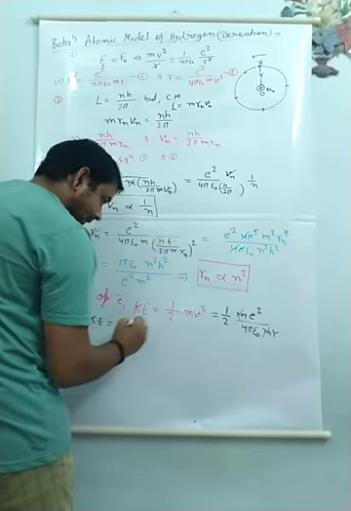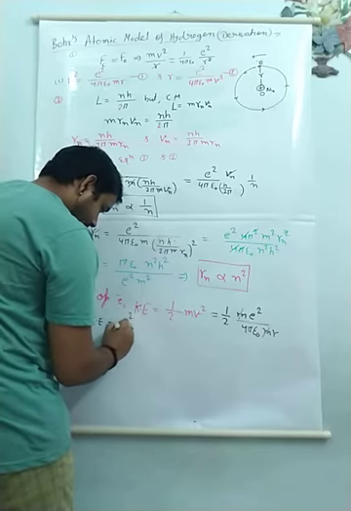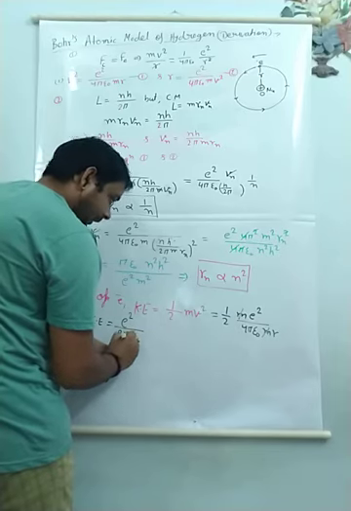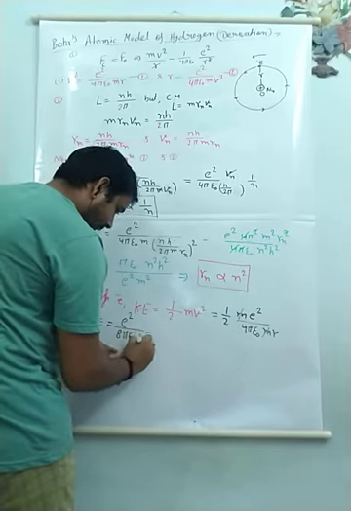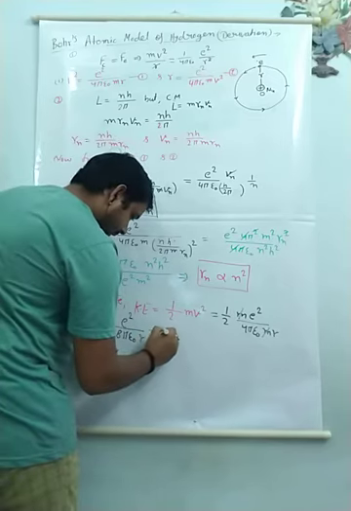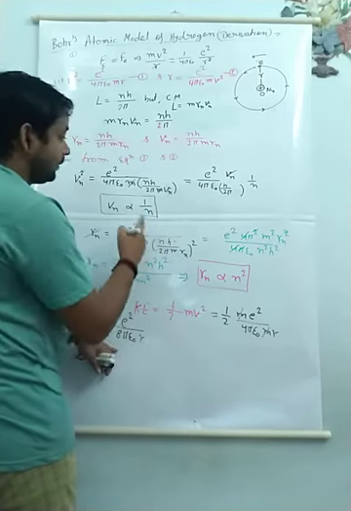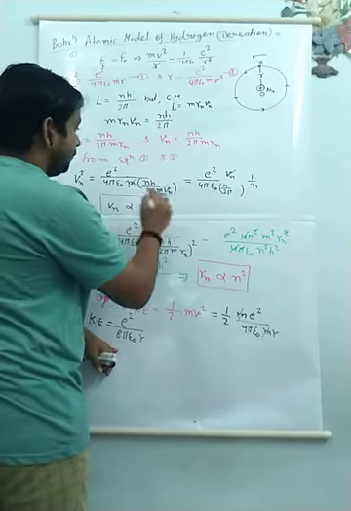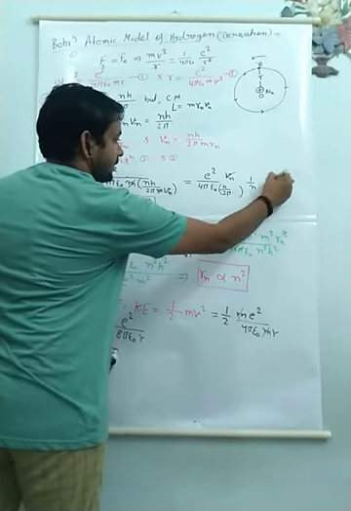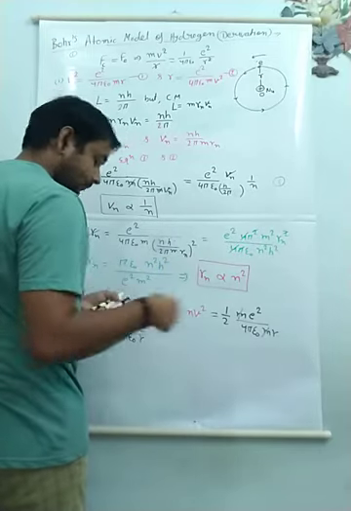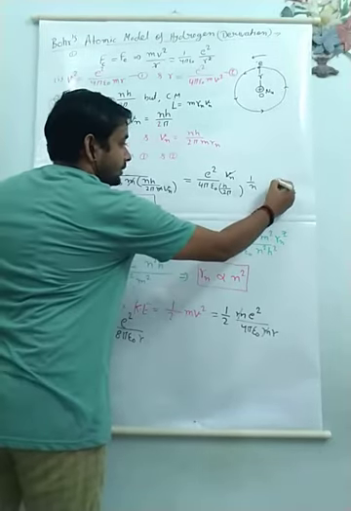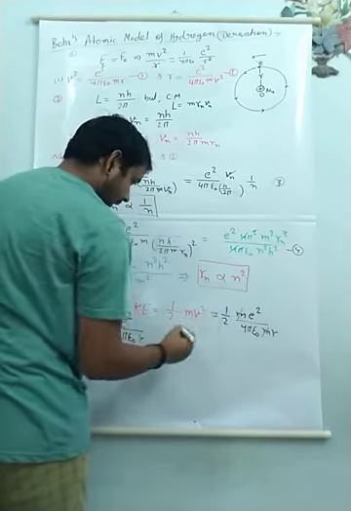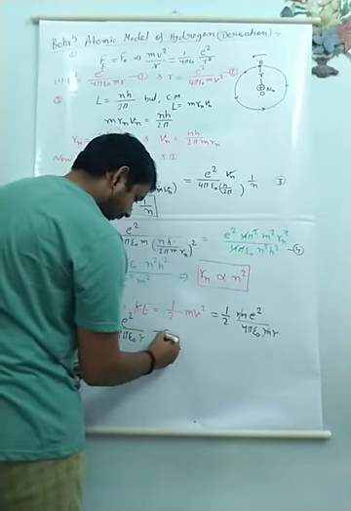We calculate the kinetic energy: kinetic energy is e square upon 8 pi epsilon naught r. This is equation 2, this one is 3, this one is equation 3, this is equation 4 and this is equation 5.